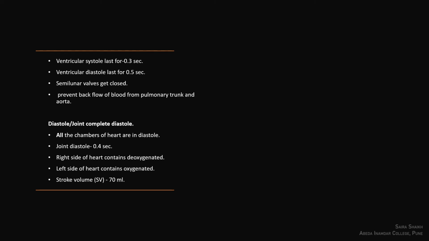After the ventricular diastole, the relaxation of both the chambers is seen. This phase is called the joint diastole, or complete diastole. During this phase, both the auricle and the ventricle are in the relaxation phase or the diastole phase, and that's why it is called joint diastole, and it lasts for 0.4 second. During that time, the right auricle collects the deoxygenated blood, and the left auricle collects the oxygenated blood from the lungs.